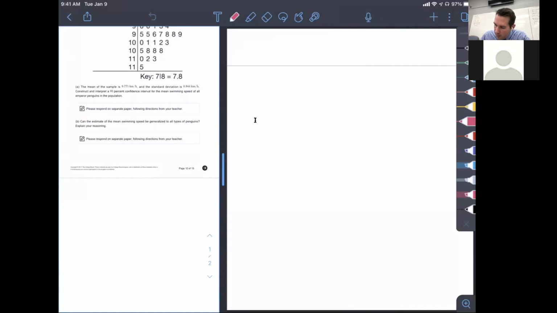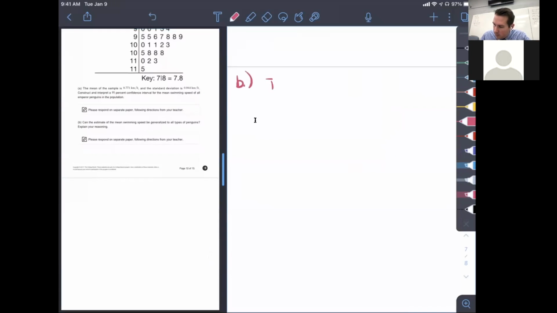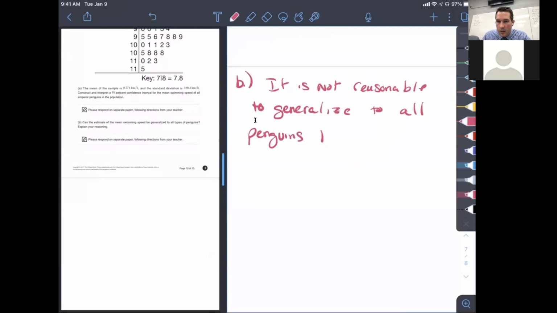So per part B, it is not reasonable to generalize to all penguins. And we need a justification. Because the sample that we had only consisted of emperor penguins.